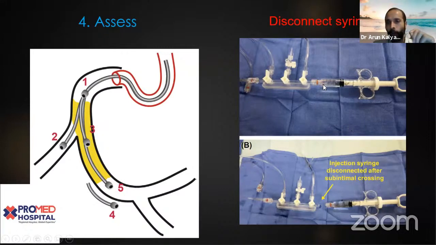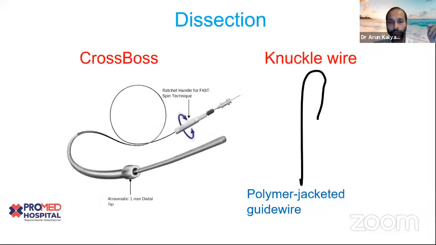Just as a side point, once you get into the subintimal space, remove the antegrade syringe so that inadvertently you don't inject, because that is a recipe for disaster. You just create a huge subintimal space, which will make your reentry extremely challenging.